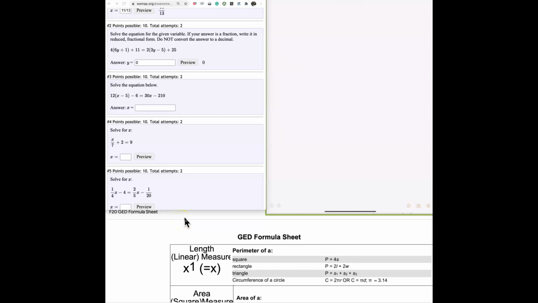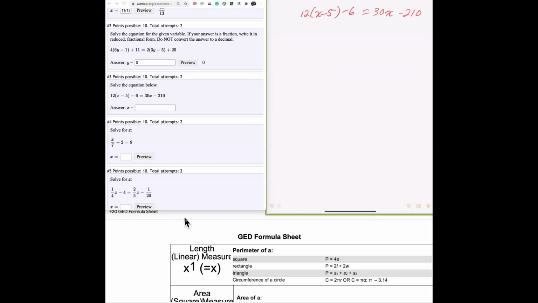I'm back. We're looking at Unit 3 practice test questions for WAMAP. I thought I could fit 3 questions onto one recording, but that was getting too long, so I'm making it just 2. We're going to look at the number 3 on the screen, and it's 12 times x minus 5 minus 6 is equal to 30x minus 210. And we have to solve for x.